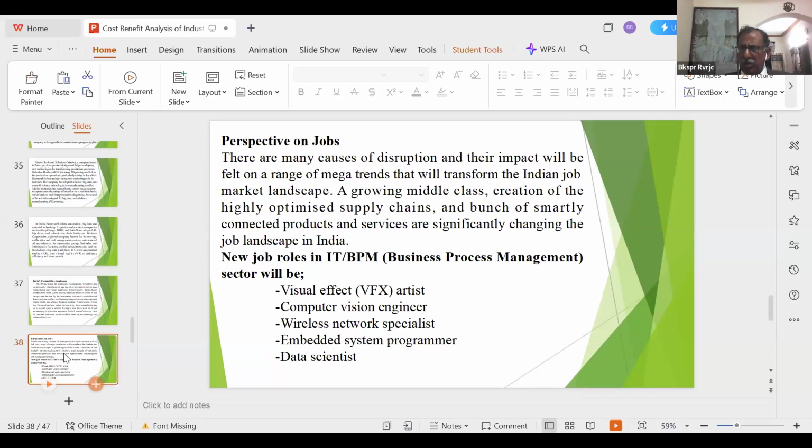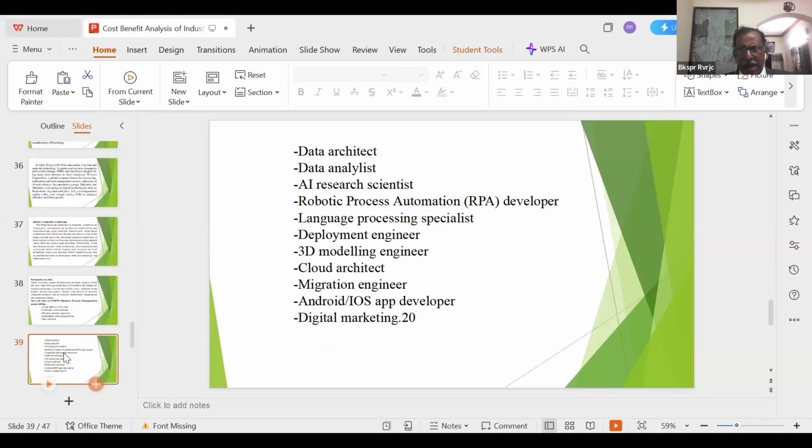Now, job roles in the IT and BPM, business process management, sector will be visual effects, VFX artist, computer vision engineer, wireless network specialist, embedded system programmer, data scientist, data architect, data analyst, artificial intelligence research scientist, robotic process automation, RPA developer, language processing specialist, development engineer, 3D modeling engineer, cloud architect, migration engineers, Android, iOS app developers, digital marketing.